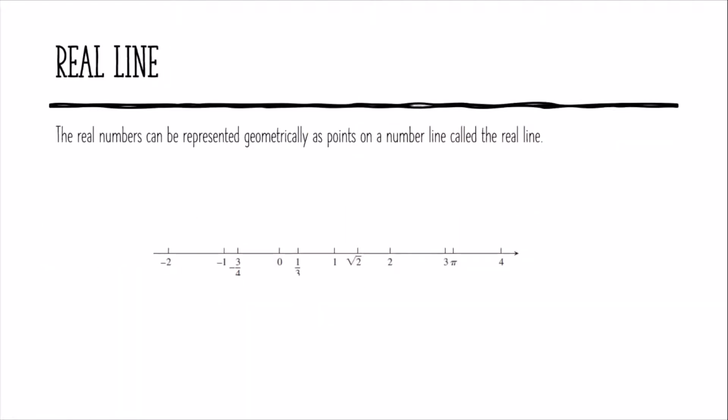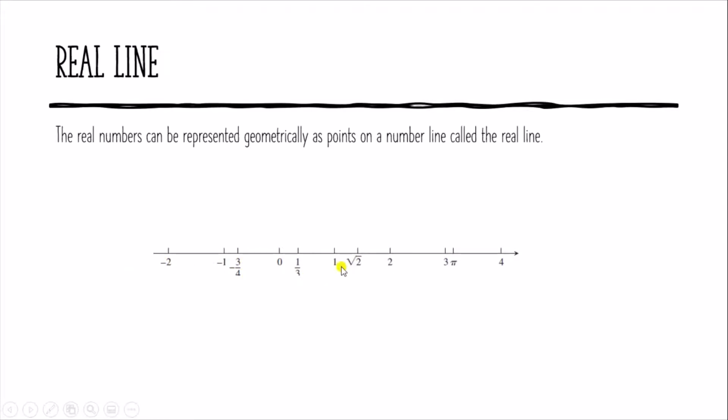Next, what is the real line? The real line is for the expression of real numbers geometrically, as points. Real numbers can be expressed as points on the number line, as you can see here. This is 0. From 0 towards the right side there are positive real numbers, and towards the left side there are negative real numbers.